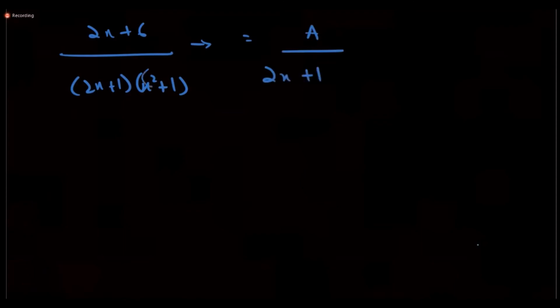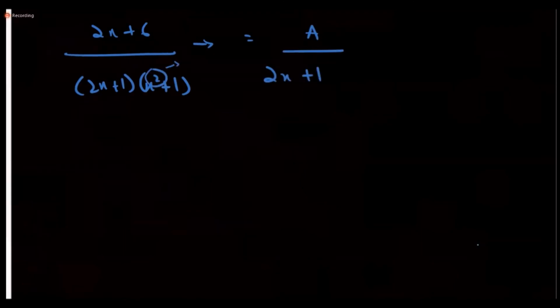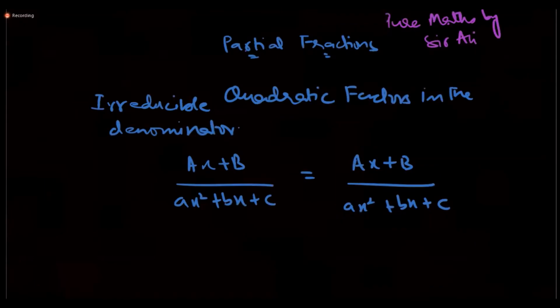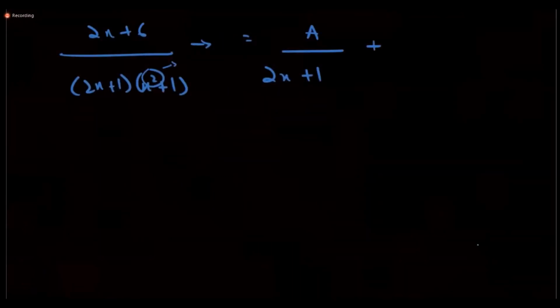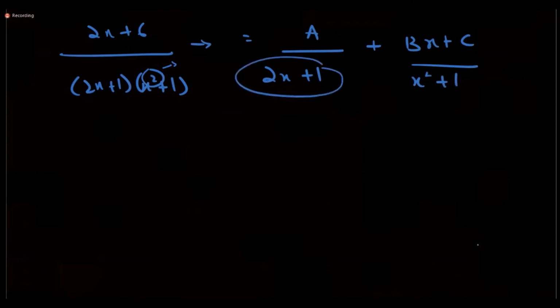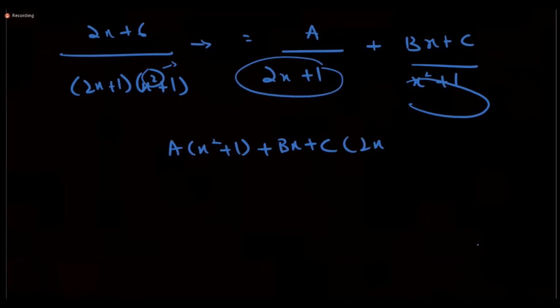But since there is a quadratic factor, and we know that when a quadratic comes, the numerator becomes a linear term, it can be written as (Bx + C) over (x² + 1). Now again doing the same thing, taking the LCM, it becomes A(x² + 1) plus (Bx + C)(2x + 1) divided by (2x + 1)(x² + 1).